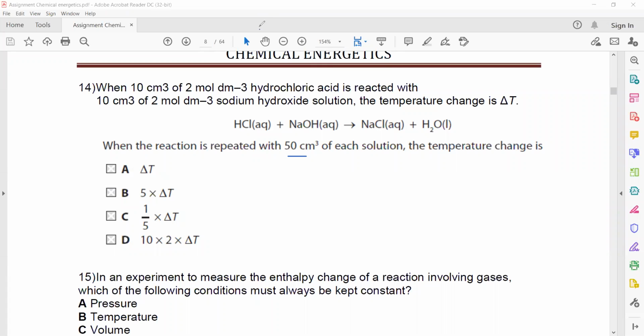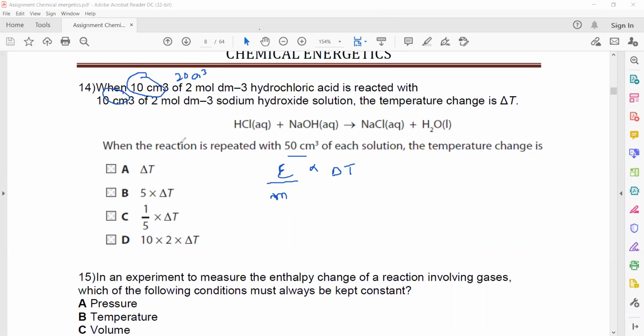So again, what you have to do is find a relation between the energy and the temperature change, and we have E is equal to mc delta T, or E divided by m delta T is equal to c. So the temperature change is directly proportional to energy, and it is inversely proportional to the mass or the volume of the solution used. So what was the volume of solution used? 10 cm cube of hydrochloric acid, so originally it was 20 cm cube.